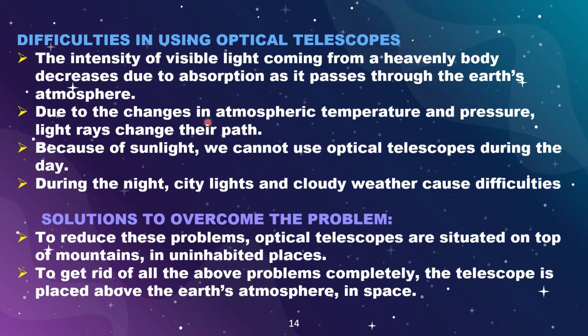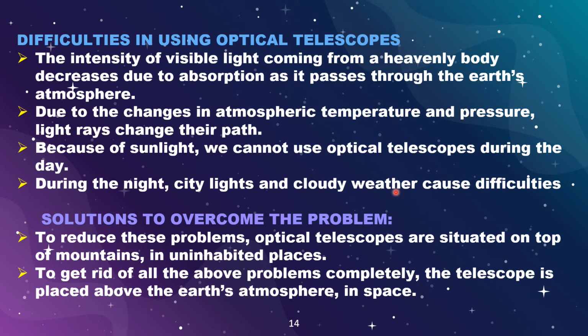Also, due to the changes in atmospheric temperature and pressure, the light rays change their path. Also, if the air is turbulent, then it blurs the light. So many ground-based telescopes cannot take sharp images of the objects which are present in the space. Optical based telescopes cannot be used in broad sunlight, that is during the day. Also during the night, city light and cloudy weather causes difficulties in getting clear images.